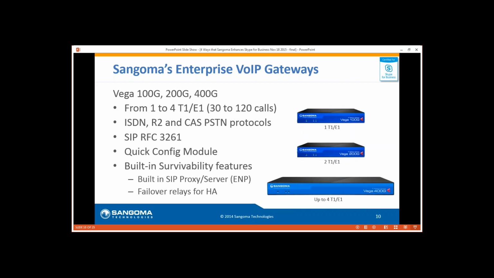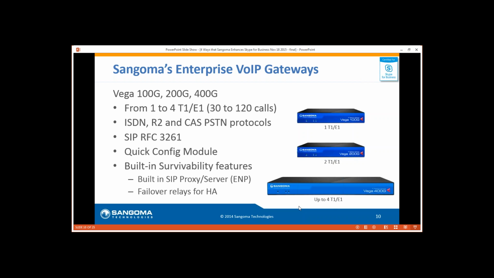So in terms of products, if I translate all of this into Sangoma products, for the enterprise voice over IP gateways, on the digital side, we have the Vega 100G, the 200G, and the 400G. They range from a single T1/E1 line to 2 T1/E1 lines, and up to 4 T1/E1 lines. Okay, so depending on the size of your deployment, you have a good selection. Typically a single T1 would represent an office of about 100, about a 4-to-1 ratio. So we can easily cover any office up to about 500 users.